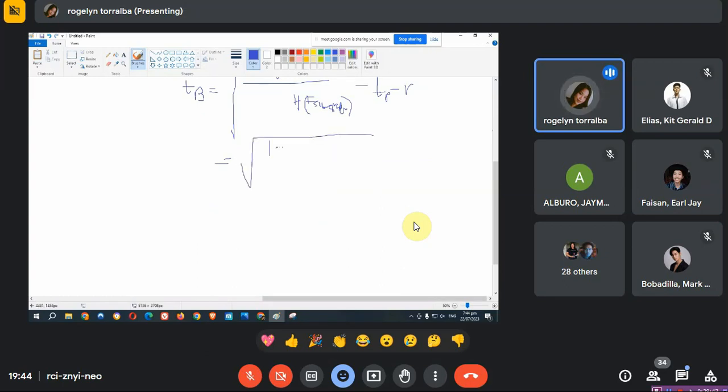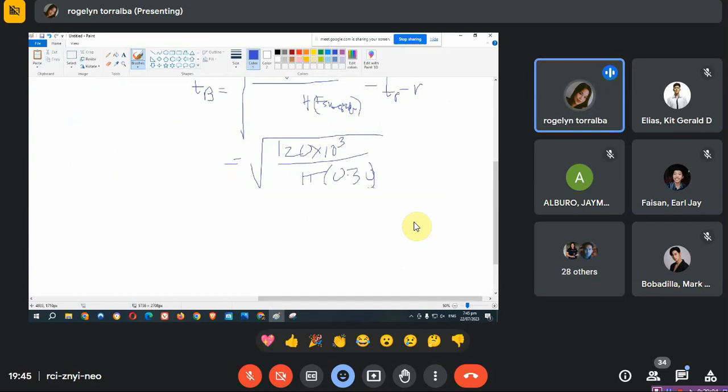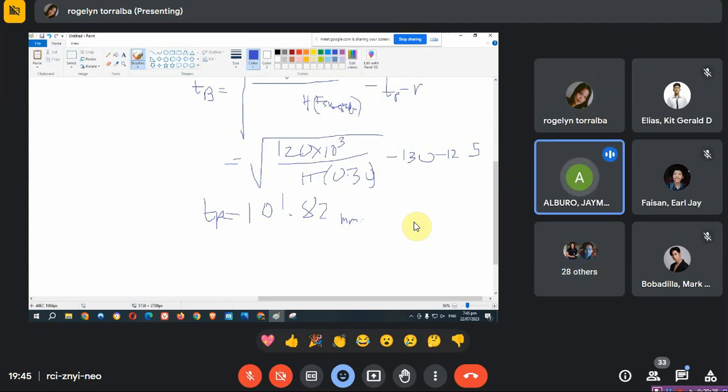So, 120 times 10 to the power of 3 over pi 0.30. Ay, i-correct na ako kanina. Naday pi ito kanina. 30, then minus 130 minus 125, diba? So the final answer is 101.82 mm. O, pila man ako ang answer ani? 110. Correct.